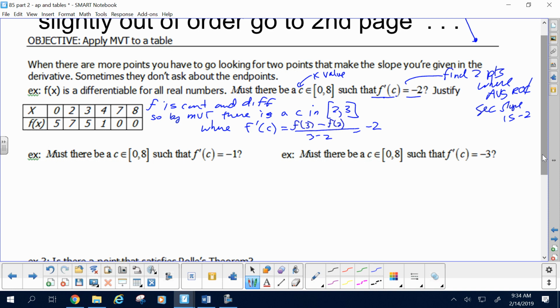Is there one here? Do I mean this to be a trick question? No, I would not throw a trick question. I think I just screwed up. There's no place where the change is -1, is there? Where?